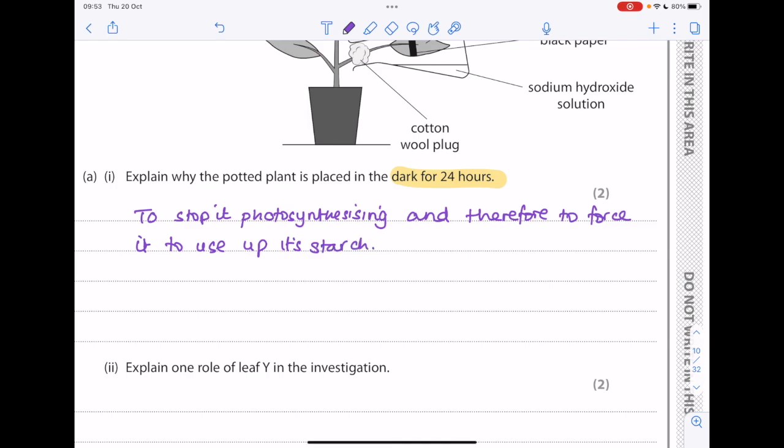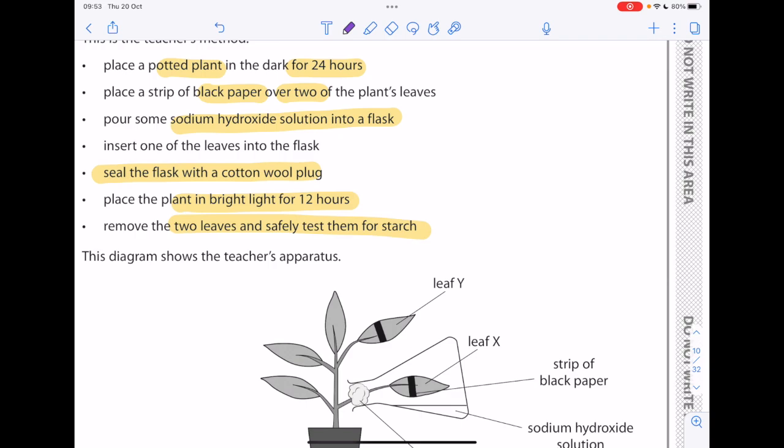Explain one role of leaf Y in the investigation. It's going to act as a control because if you think about what's going on here, the sodium hydroxide will absorb all the carbon dioxide. So the leaf acting as a control will show that light is needed for photosynthesis as well as carbon dioxide.